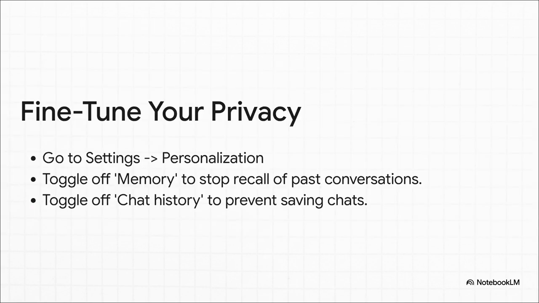You can fine-tune your privacy even more by turning off memory and chat history. Now, this gives you maximum privacy for sure, but there is a trade-off. ChatGPT won't remember anything from your past conversations, so you do lose some of that convenience, and you might have to repeat yourself a bit.